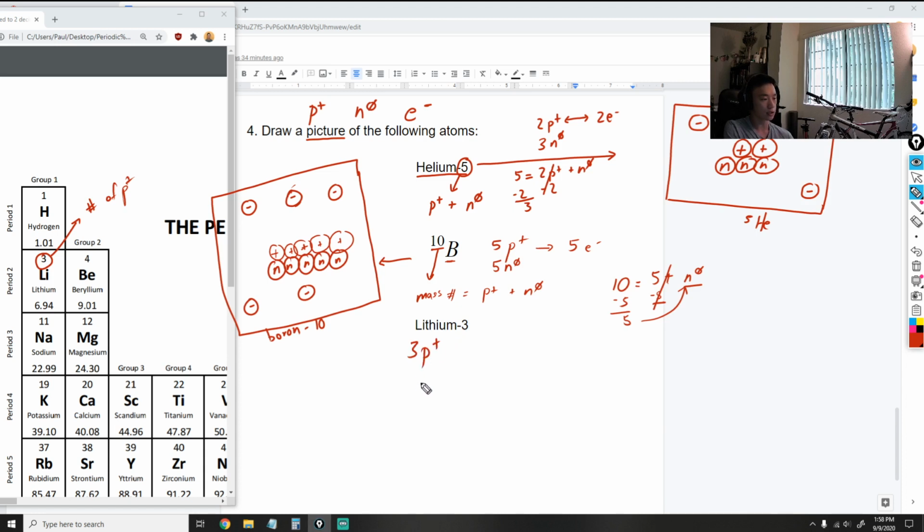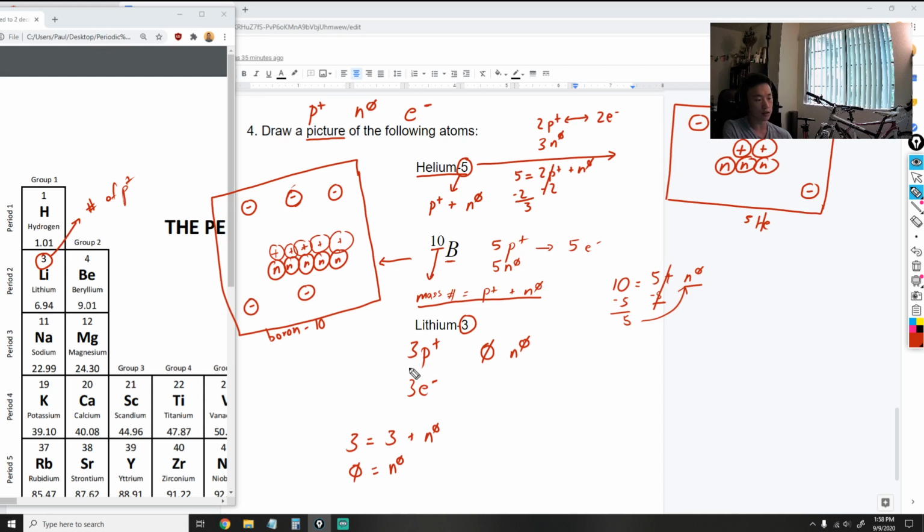We also know since it's neutral, it's going to have 3 electrons. So the question is, how many neutrons does it have? Remember this formula, mass number equals protons plus neutrons. So if the mass number is the number in the back, it's 3. We're going to do 3 equals protons, which is 3, plus neutrons. So let's just think about this. 3 plus what equals 3? 0, right? If you're already at 3, you don't need to add any more. So there are going to be 0 neutrons here.